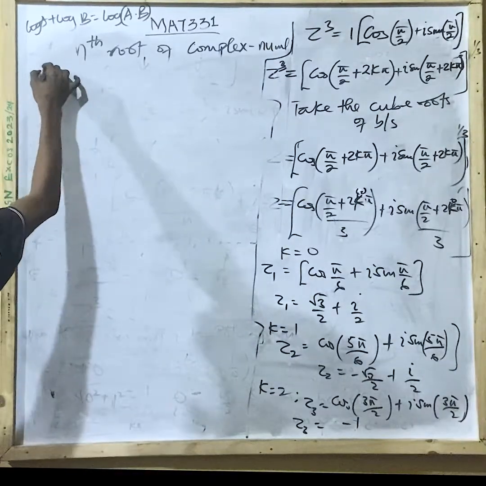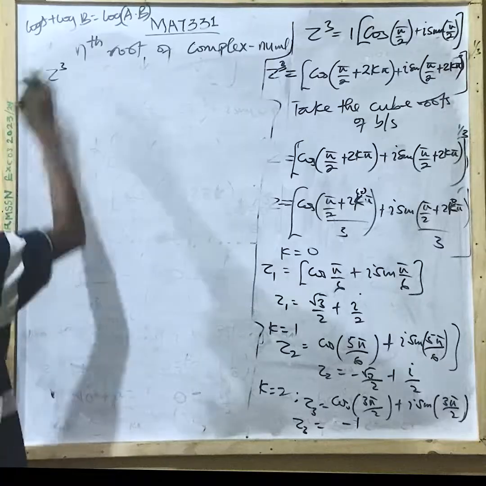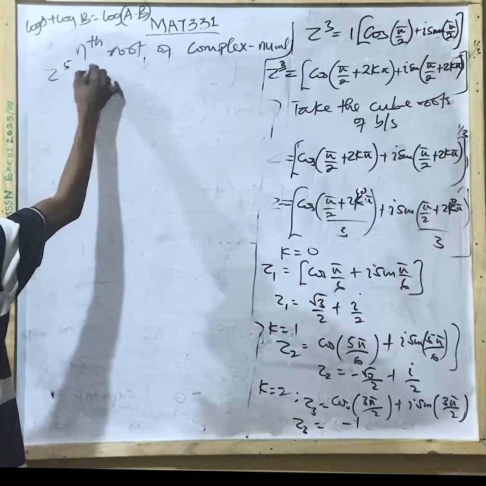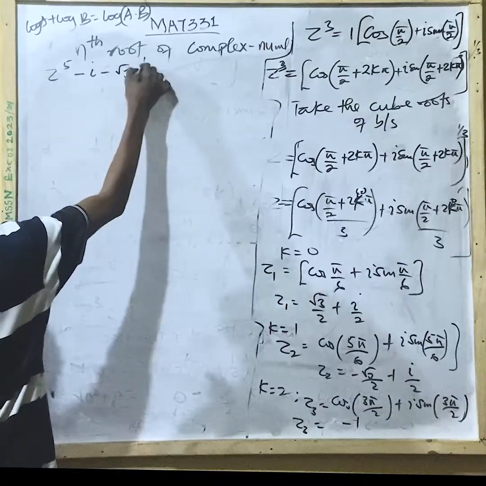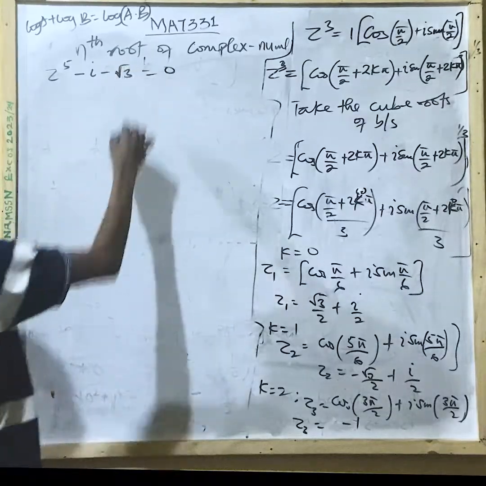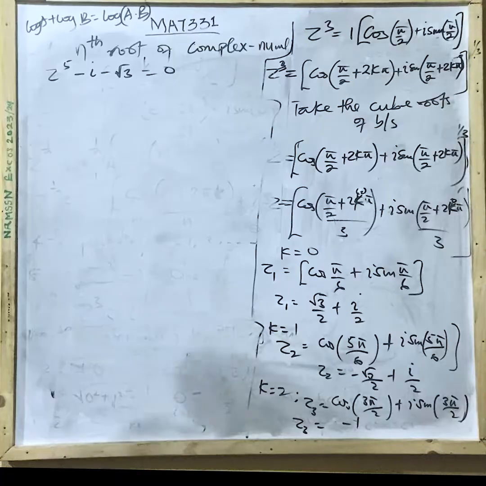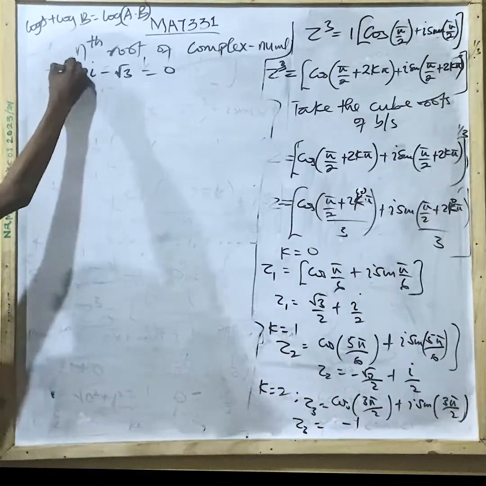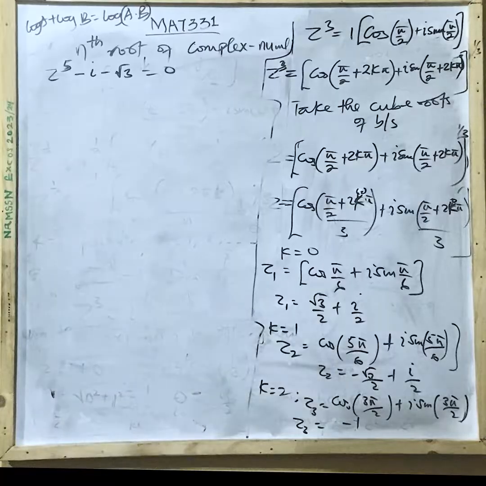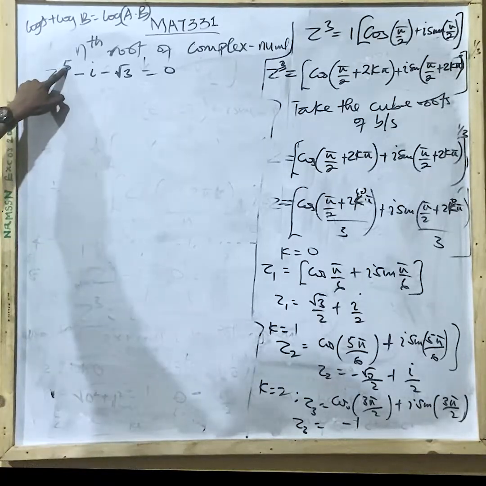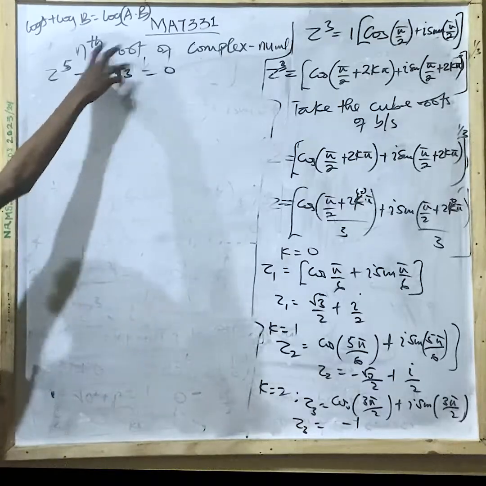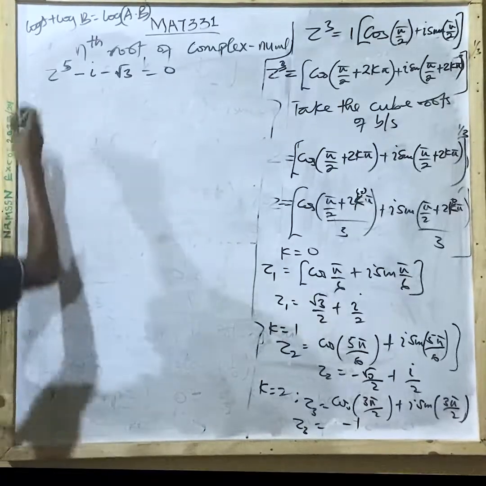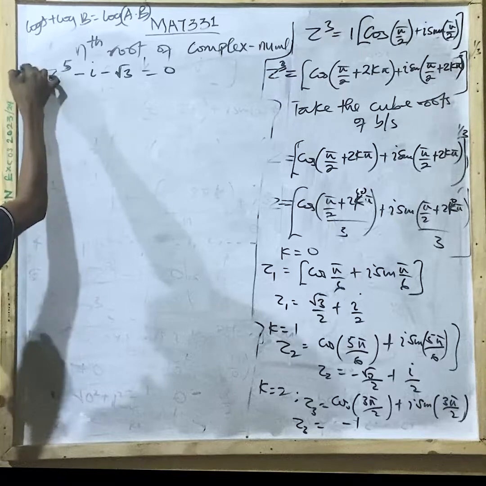Suppose we are given z raised to power 5 minus i minus root 3 equals 0. Even before I start solving, how many solutions will this have? z raised to power 5 will have 5 solutions. So the first thing is to collect like terms. This is the problem.